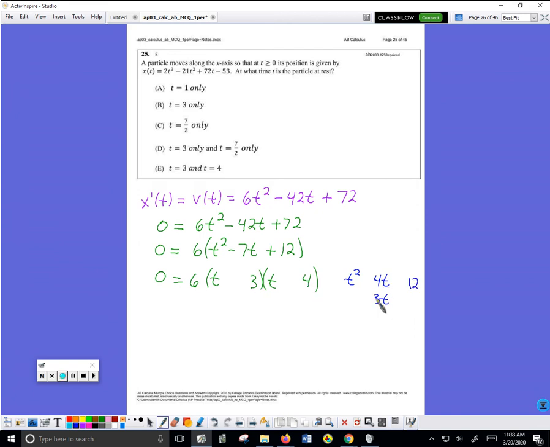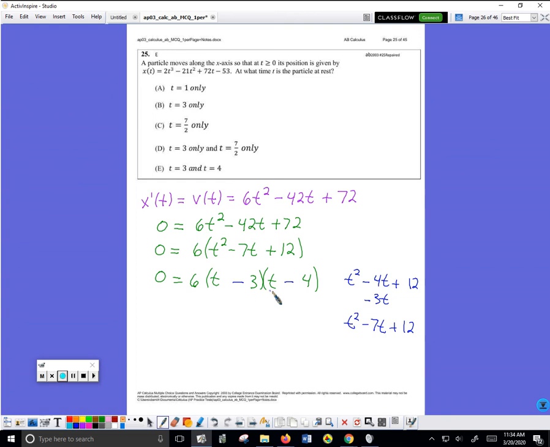These two can add, so I'll have t squared. These both have to be negative because I've got to make this become negative 7t, and this has to be plus 12 to get this. So, I needed a negative 4t, which means this times this must be negative. This times this must also be negative.